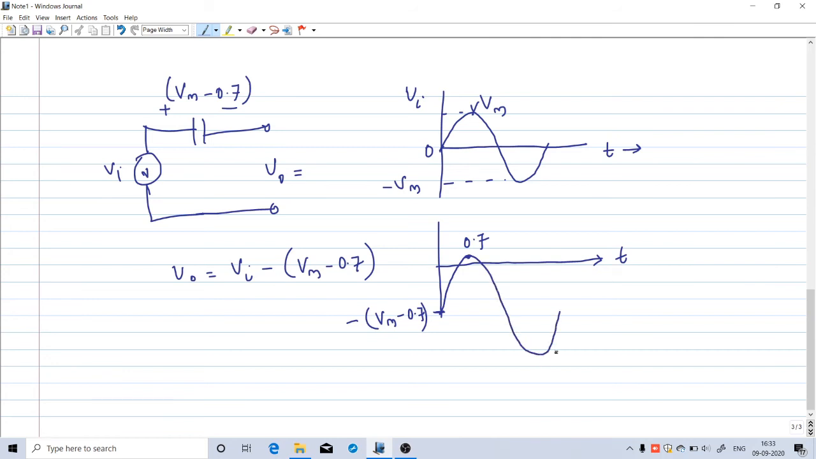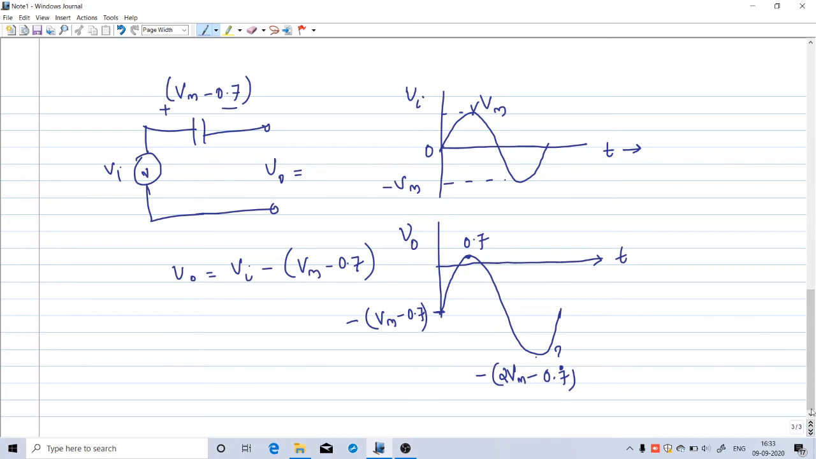So what will be this peak? If you check, you can see that it is minus of 2 Vm minus 0.7. So that is the difference if you are using an actual practical diode with a 0.7 volt on-state drop. So that is about negative clamping.